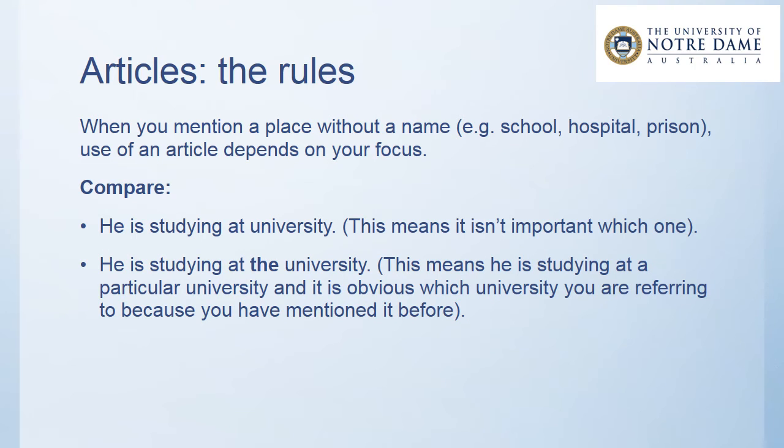Compare that to this sentence. He is studying at the university. If I use the in this sentence, it means he is studying at a particular university, and it is obvious which university I'm referring to because I've mentioned it before. So if I said to someone, he is studying at the university, they would know which university I meant, and I would know that they know. It is obvious because we have already talked about it. If we have not already talked about it, I must not use the article.